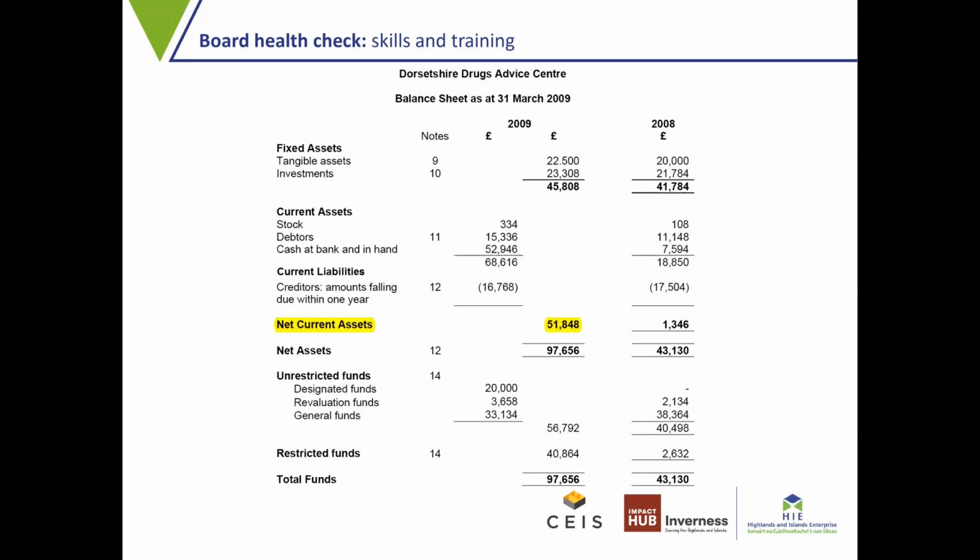Taking the creditors' figure of 16,768 away from the current assets figure of 68,616 results in a net current assets figure of 51,848, which is a healthy position for the Advice Centre. The current assets figure and the current liabilities figure can also be used to calculate what's known as the current ratio. This is a ratio that many funders will look at when provided with an organisation's balance sheet.